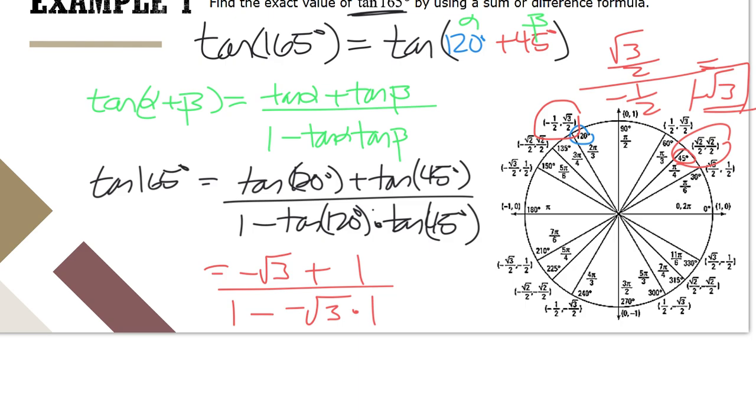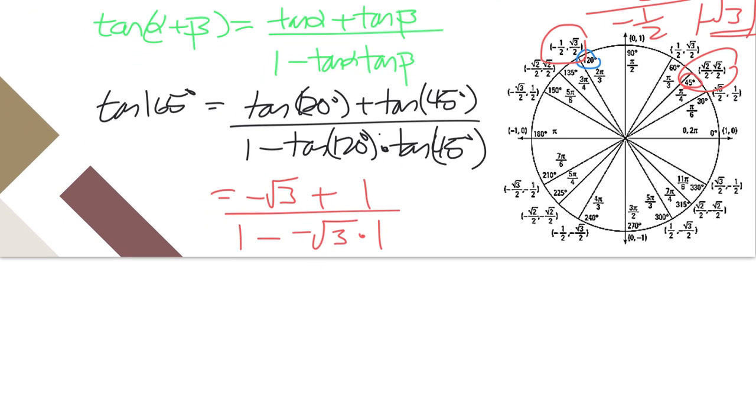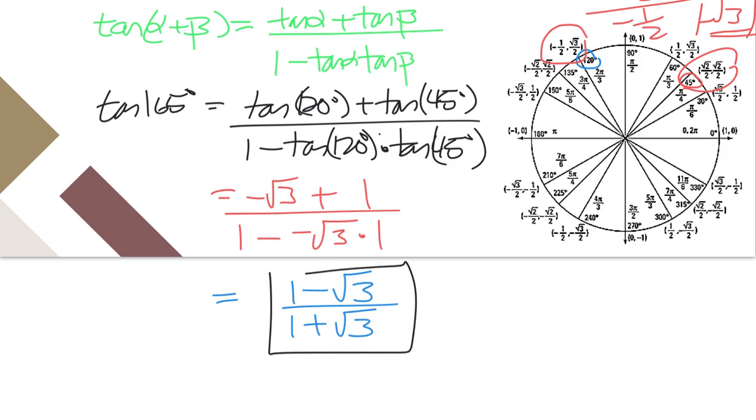So now we just have to simplify it a little bit. I'm going to rewrite this as 1 minus the square root of 3 on top, because I'm going to put the 1 in front. I like it with the number in front. And then this turns into positive, so we have 1 plus the square root of 3 on the bottom, which ends up being our answer for this.